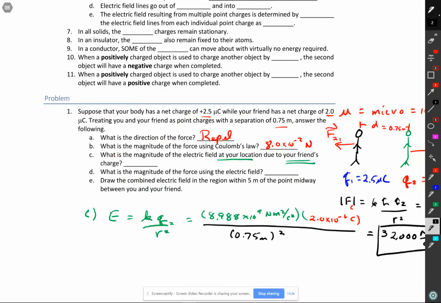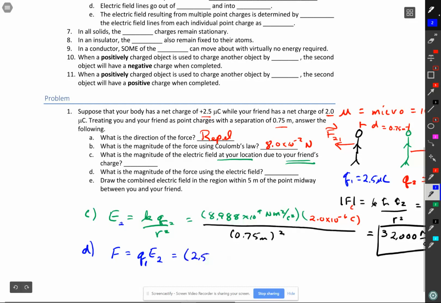All right, so we've got A, B, and C done. Part D, what is the magnitude of the force using the electric field? So the reason I did part C the way I did is because of part D. I'm going to use the definition that force is equal to QE. So in this case, that electric field is the electric field due to charge 2. This is going to be charge 1 caused by electric field 2. So that's going to be my charge 1 of 2.5 microcoulombs.